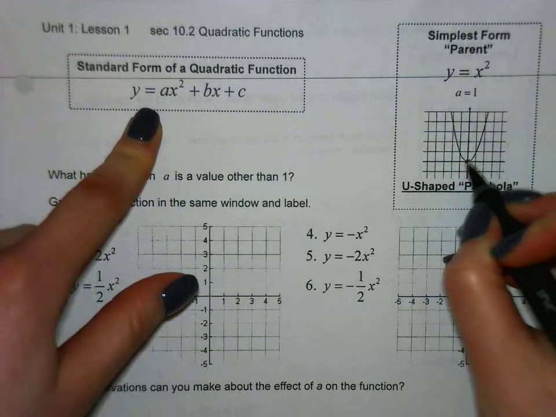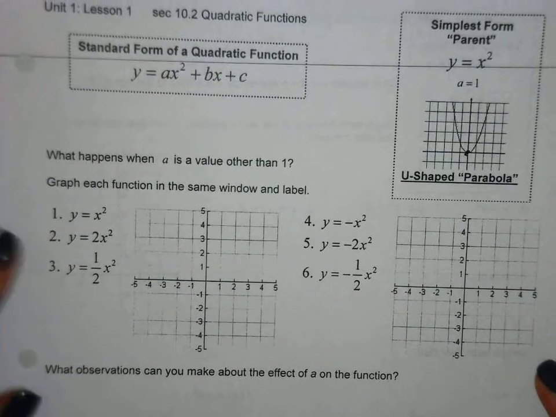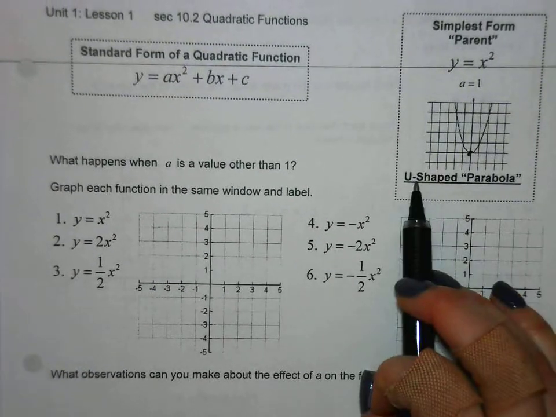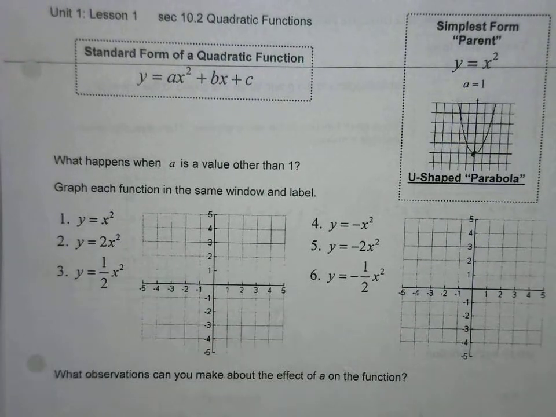And that's always starts at the origin of 0, 0. So a quadratic form, it's a U shape, but it's called a parabola. So we're going to figure out what happens when a is a value other than 1. So let's graph each of these 1, 2, and 3.